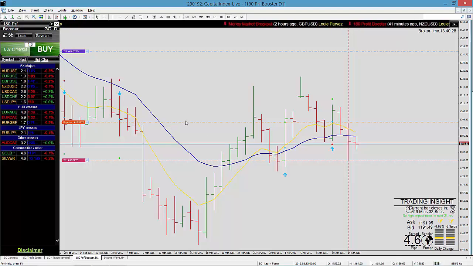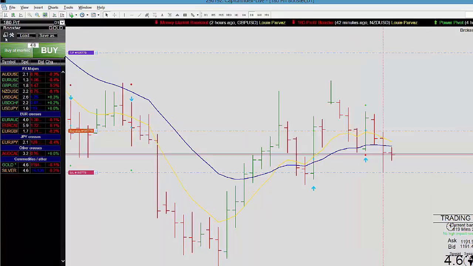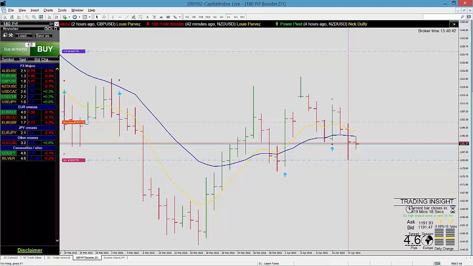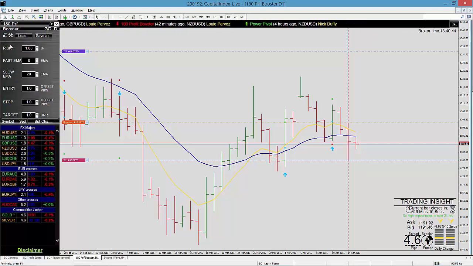If we look now at actually increasing our target automatically, we hover over the plus button on the left hand side of the screen here, and if we click on that plus button, we're going to get some extra options for this 180 profit booster. We can now change our risk. Well, we're going to leave our risk at 1%. We can change our moving averages if we want to. Well, let's leave them alone for now. We know that they work.